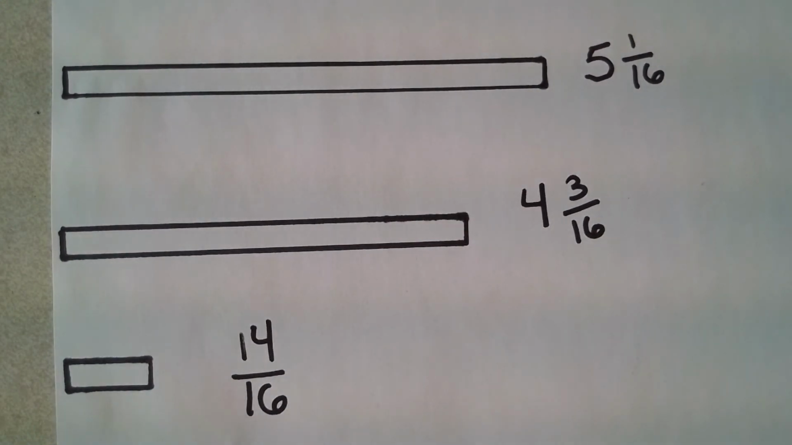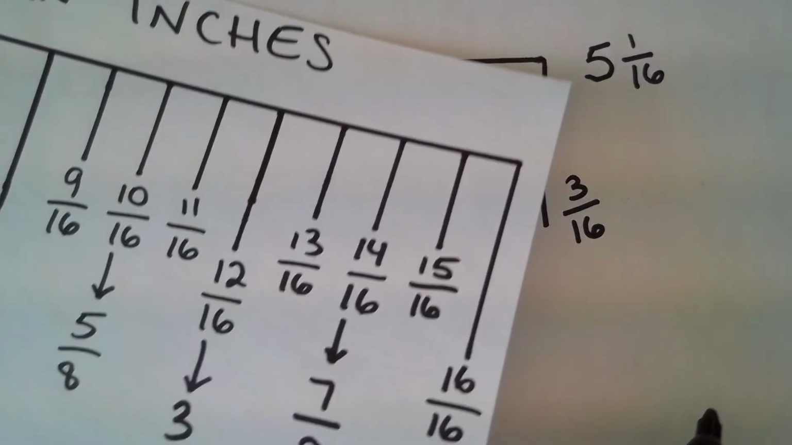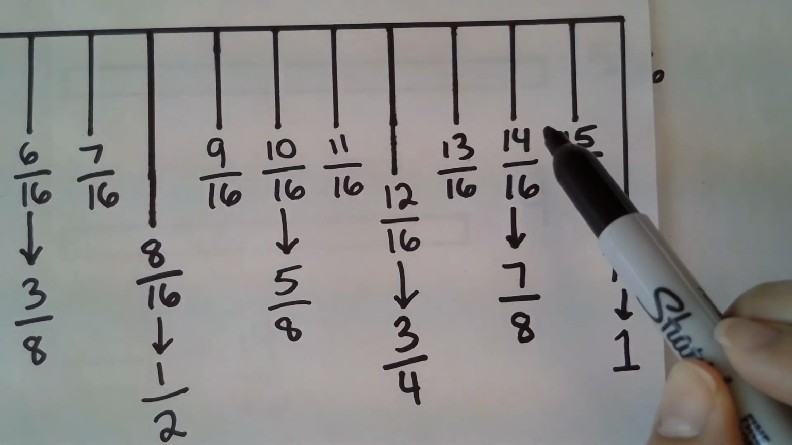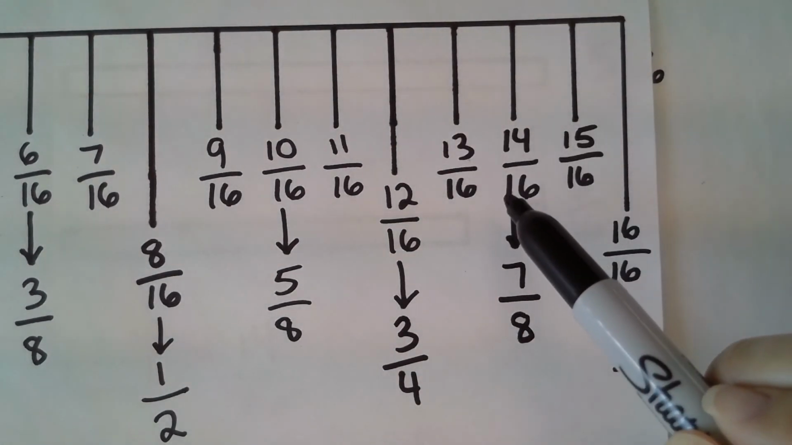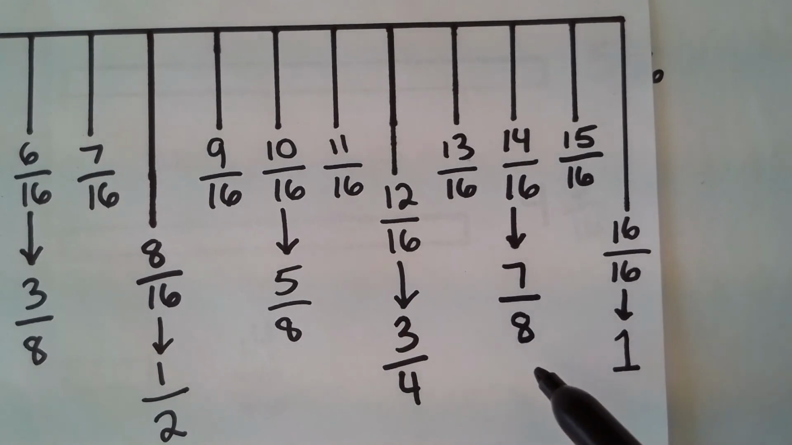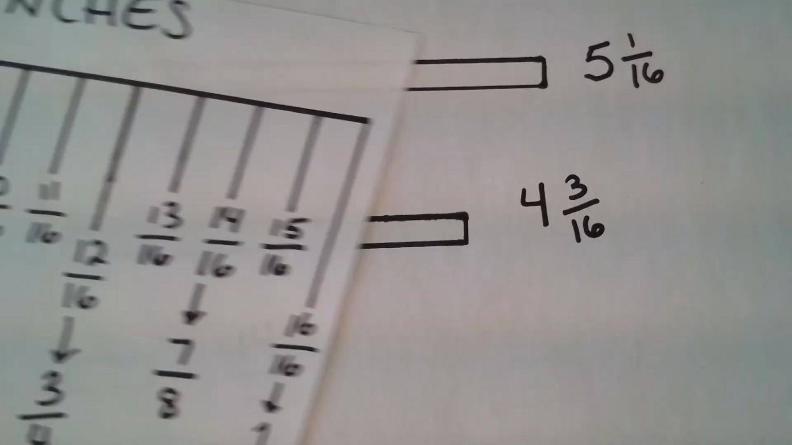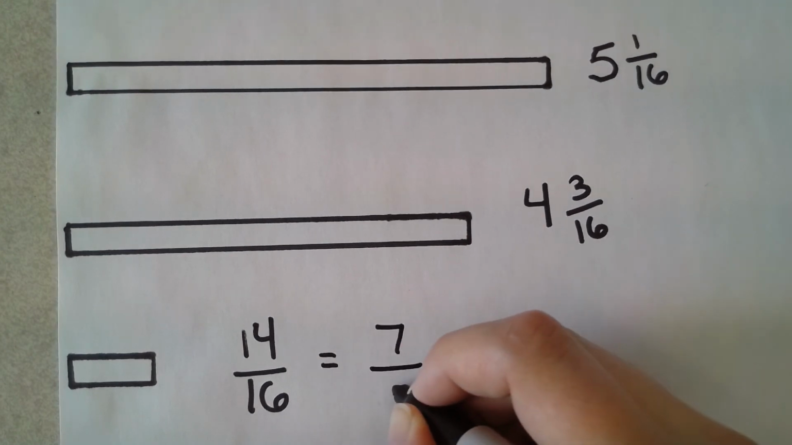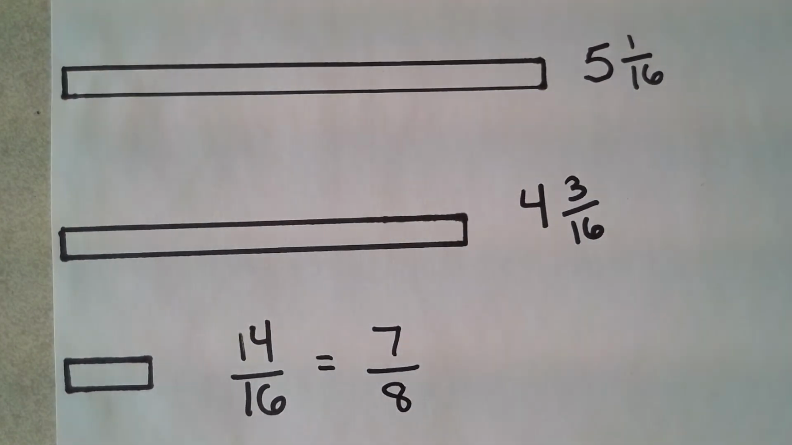But of course I'm not done because that's an even number. So I'm going to go back to my chart here. I'm going to find 14 over 16, there it is. And I'm just going to go down and, oh, I know that that reduces to 7/8. So 7/8, that's going to be my measurement for that one.